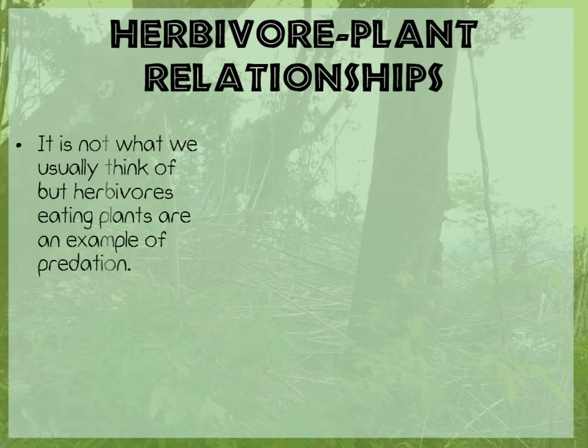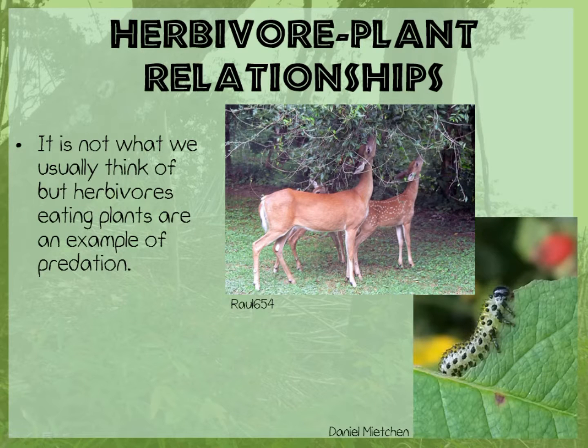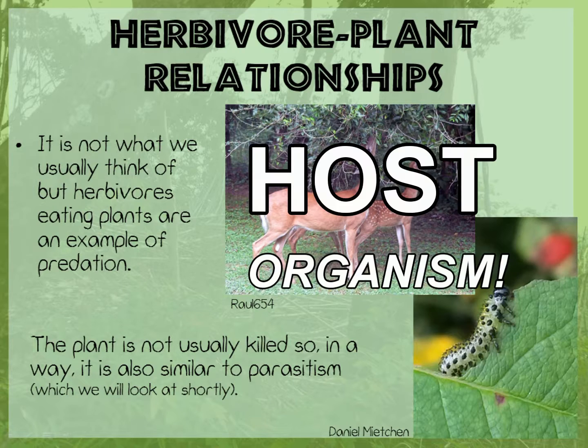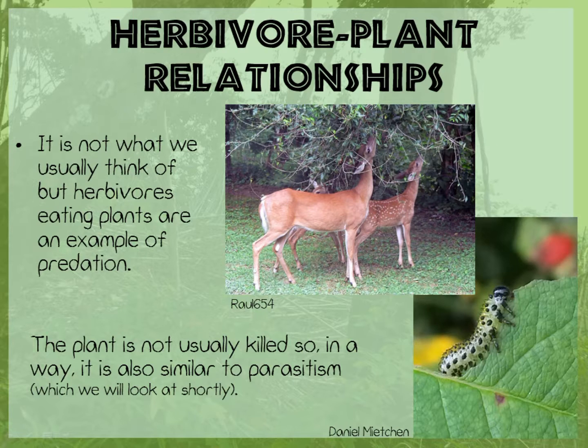Strange as it may seem, herbivore-plant relationships can be thought of as predation. Here we can see the predators, the deer and the caterpillar, hunting and eating their prey, the juicy leaves on these trees. Now, you might think that this is more of an example of parasitism. The plant is not usually killed, so this is really just the deer and the caterpillar harming, but not killing, the host animal. So really, are they just parasites?